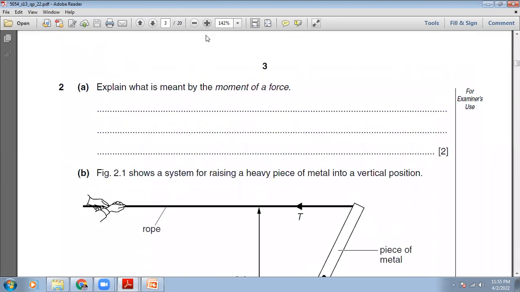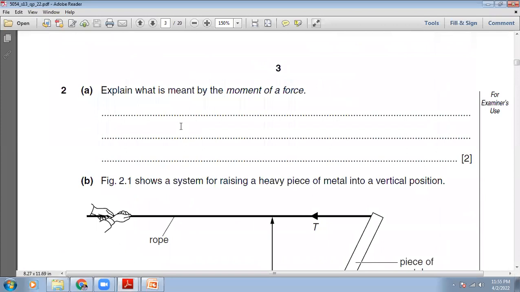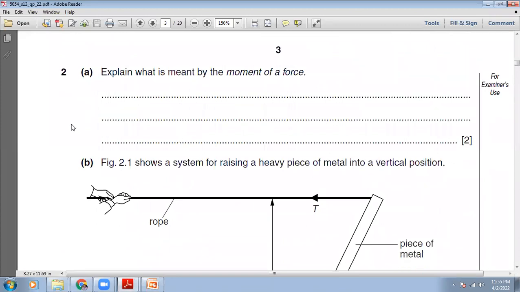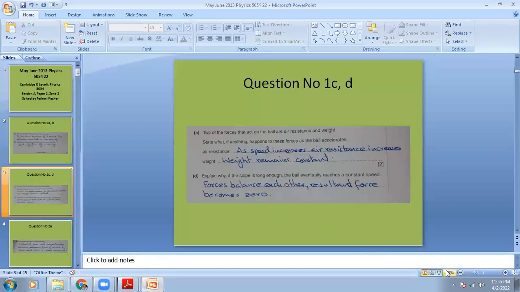Question number 2 says, explain what is meant by the moment of a force. The moment of a force is a very famous and frequently asked 2 marks question. The moment of the force is the product of the force and the perpendicular distance between the line of action of the force and the pivot. So remember this definition word for word. Let me show you.